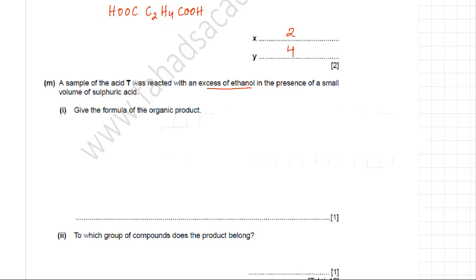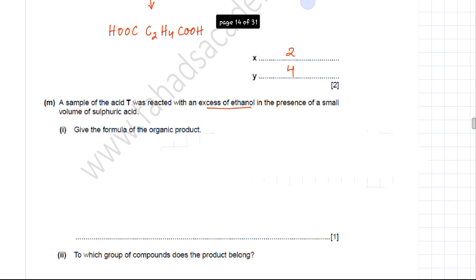Now the very last part of the question, part M, deals with organic chemistry, and it says that the sample of the acid T, which we have figured out to be a dicarboxylic acid whose formula we figured out in the previous step, which is C2H4 with carboxylic acid groups on both sides, is reacting with an excess of ethanol in the presence of a small volume of sulfuric acid. Now ethanol and a carboxylic acid would end up forming an ester in the presence of a concentrated sulfuric acid. So I'm going to first write the displayed formula for the carboxylic acid that we figured out.